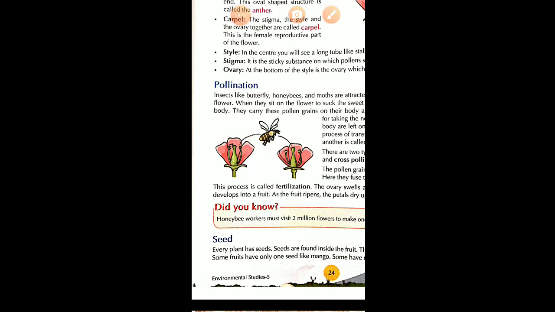So I hope you all are able to understand the different parts of a flower and what pollination is in a flower. When we study pollination, it is divided into two parts: self pollination and cross pollination. After that I explained what fertilization is. I hope you all are able to understand. Watch the video two or three times, make notes, draw the diagram, and then again watch the video. Then you will be able to understand the topic of pollination.